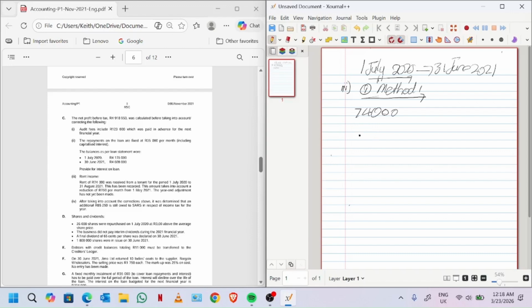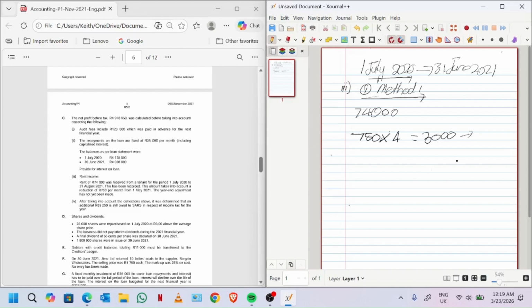Looking at the first method, you take 750 Rand and multiply that by the months from May to August: May, June, July, August. That's 4 months, which gives you 3,000 Rand. Now, here's the very important part. What do you do with that 3,000? This was a decrease, meaning this 3,000 was subtracted because this adjustment has already been recorded.